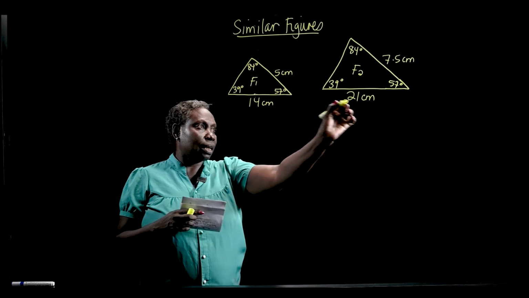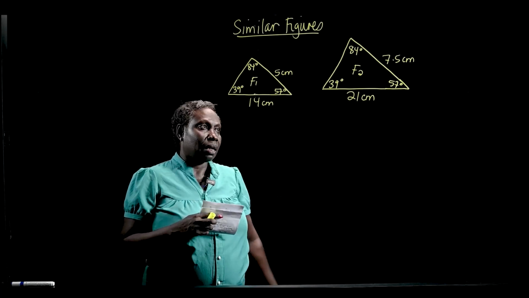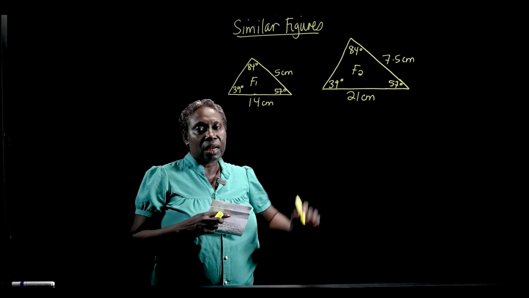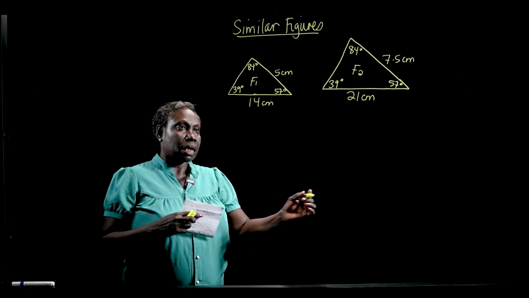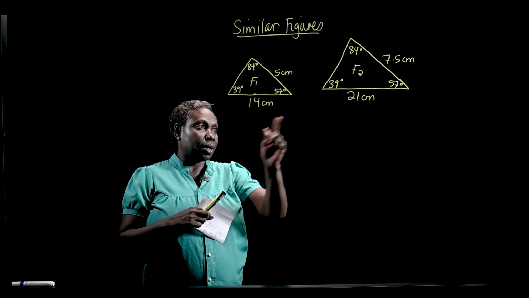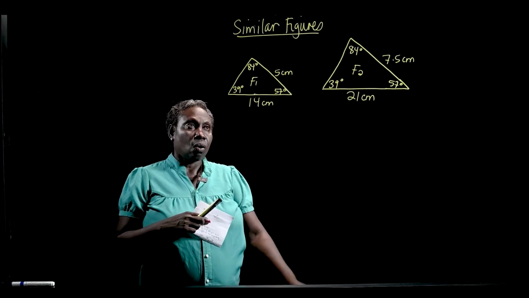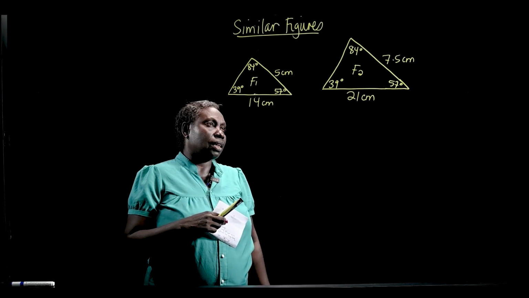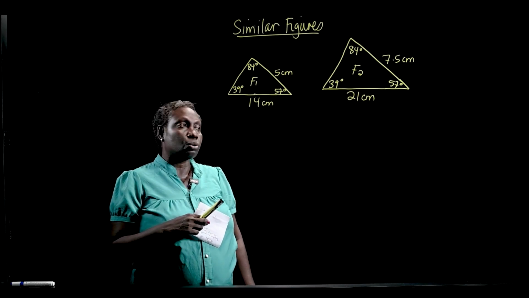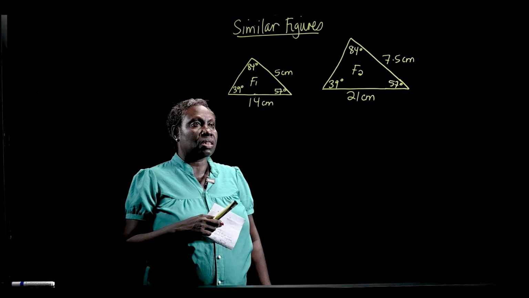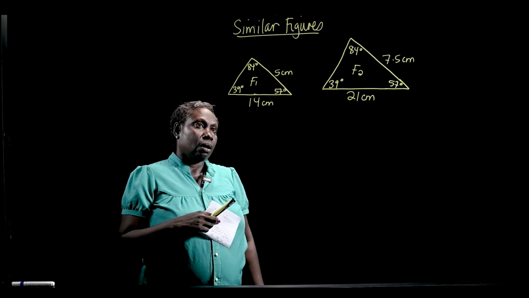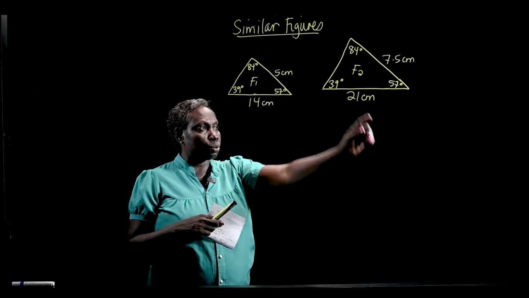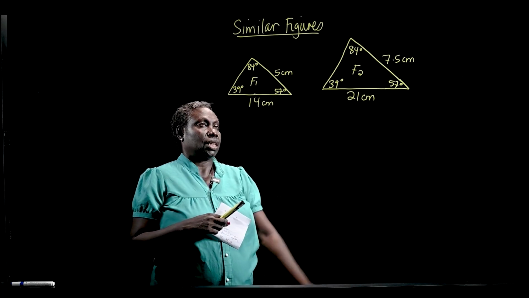Now, let's look at their corresponding sides. This one has 14 centimeters. This one has 21 centimeters. If I have to express this in the ratio of the small figure to the large figure, I have 14 is to 21, which can be simplified to 2 is to 3. 14 divided by 7 is 2. 21 divided by 7 is 3.